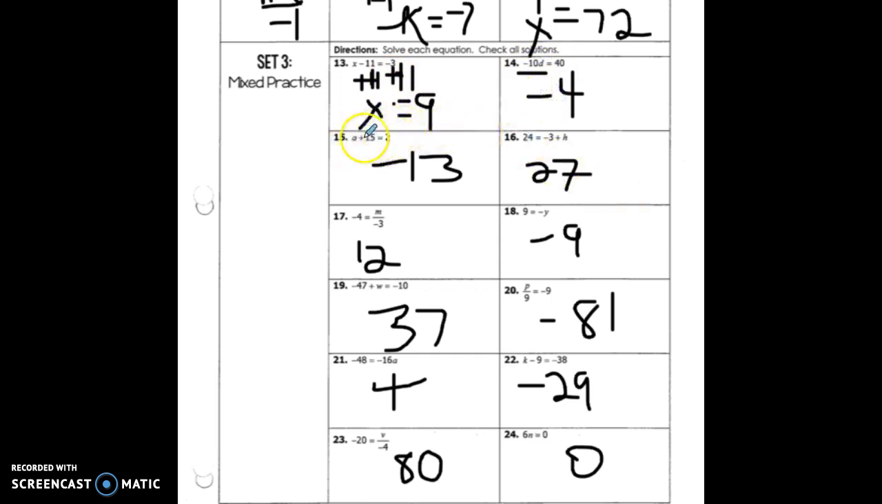Here I subtracted 15, so I get negative 13. Here I added 3, and I have 27. Here I multiplied by negative 3, and I got 12. Here I divided by negative 1, and I got negative 9. Here I added 47, and I got 37. Here I multiplied 9 times negative 9 and got 81. Here I divided by negative 16, and I got 4. Here I added 9 to both sides, and I got negative 29. Here I multiplied by negative 4 and got 80. Here I just divided by 6, and I still have 0.